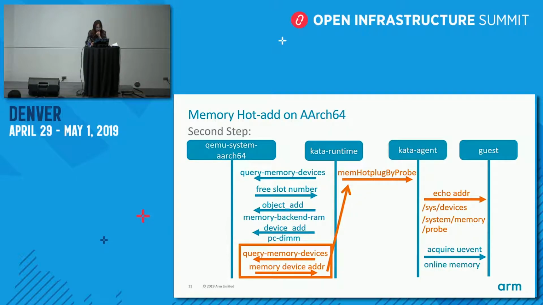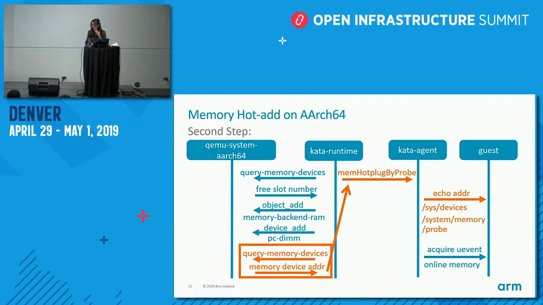We need to query the status of the memory devices in the VM again to acquire the starting address of the newly added memory devices. Be careful here. If you hot plug a 30 gigabyte memory device, you need to divide it into small pieces based on the default size of the memory block. Different architectures have different sizes. For ARM64, we have 1 gigabyte for a memory block.